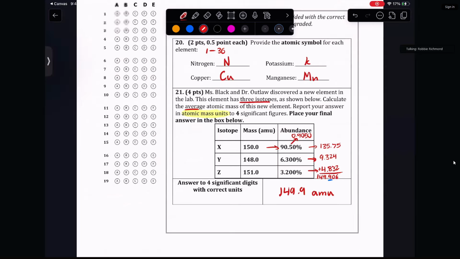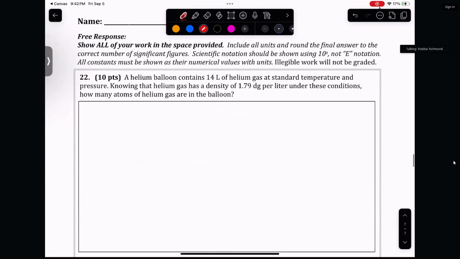Cool. Moving on to question 22. A helium balloon contains 14 liters of helium gas. That's important for this problem at standard temperature and pressure. That's something that you'll go over in Gen Chem 2 if you have that class. Knowing that helium gas has a density of 1.79 decigrams per liter, that's another conversion factor. How many atoms of helium gas are in this balloon?